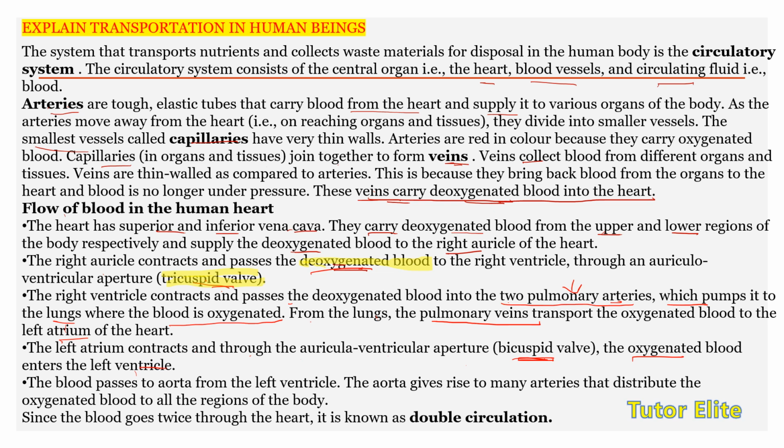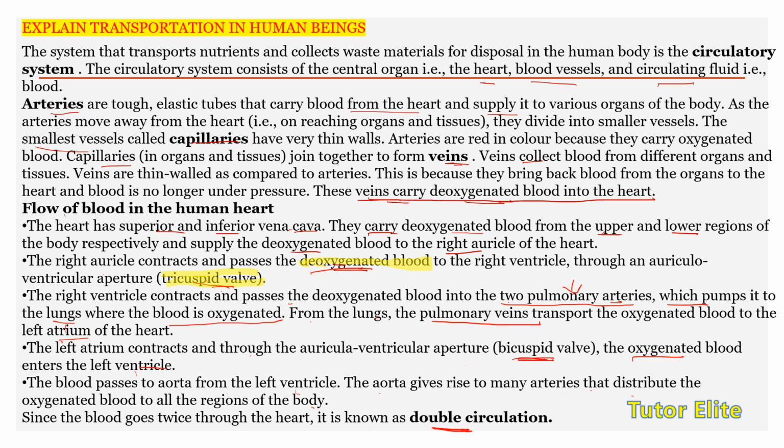The blood passes to the aorta from the left ventricle. The aorta gives rise to many arteries that distribute the oxygenated blood to all the regions of the body. Since the blood goes twice through the heart, it is known as double circulation.